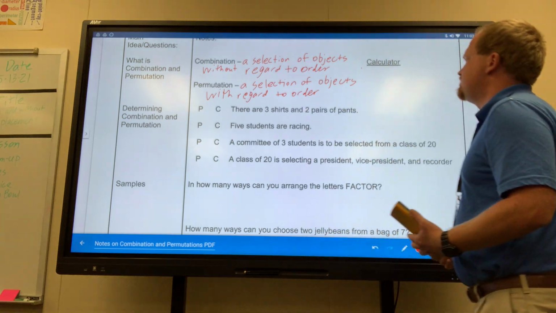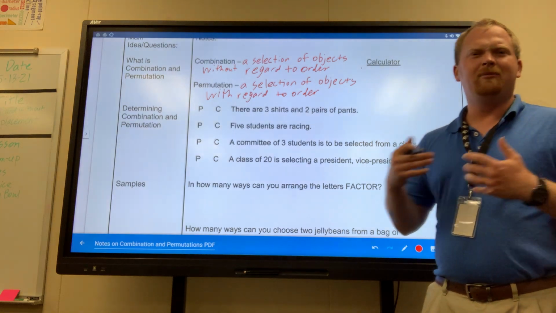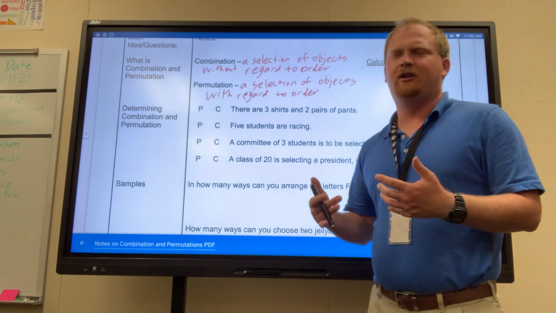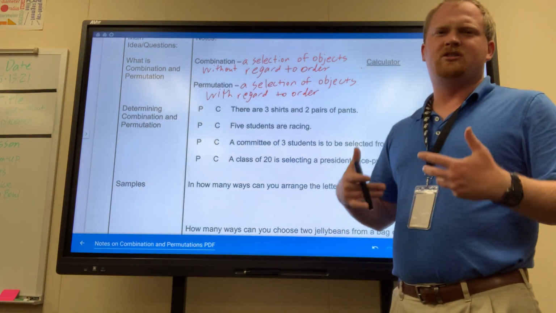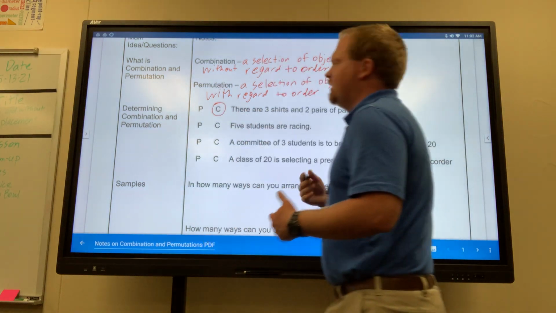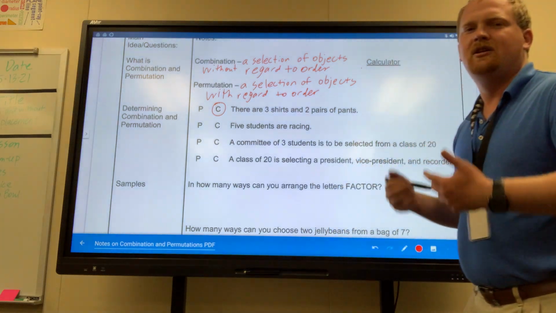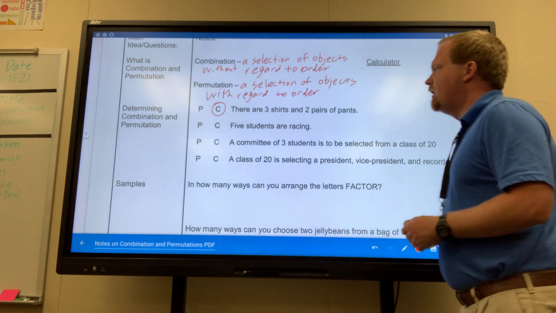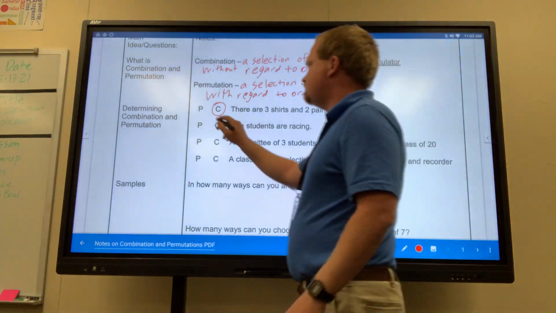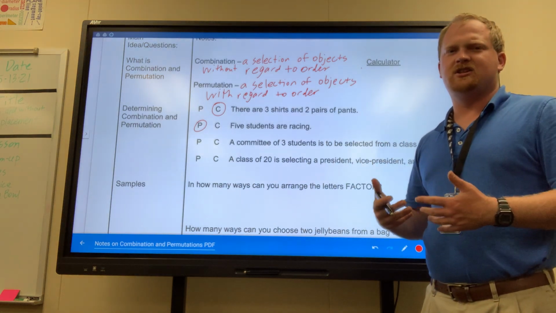There are 3 shirts, 2 pair of pants. All right? So it doesn't matter what the order is as far as shirts and shorts. What matters is a combination that you have. What kind of combinations could you make? So it's a combination type of situation. Now, 5 students racing. Again, I already gave this example as a permutation. If you have 5 people racing, what's the order in which they're going to finish?